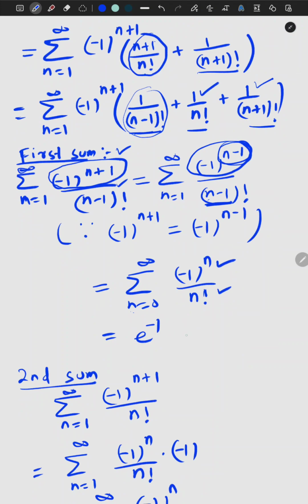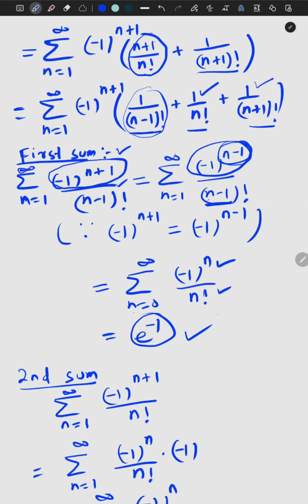How is it e to the power minus 1? It comes from the exponential series formula: e to the power x equals summation of x to the power n divided by n factorial, where n starts from 0 to infinity. This is the main point: n should start from 0 to infinity. Here in this problem, in place of x we have minus 1, so e to the power minus 1 comes. I hope that you all understood it very well.